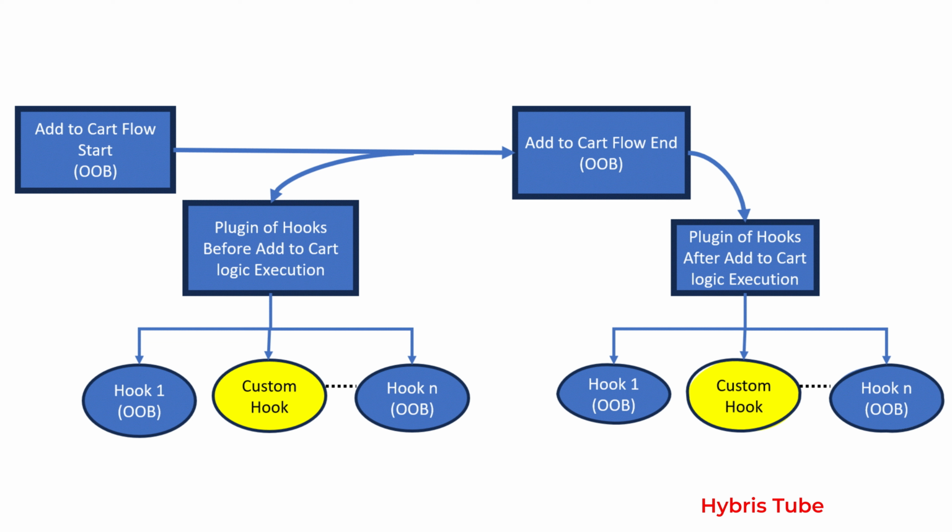Now my requirement is, even during the before add to cart, when multiple out of box hooks are being called, I will create a new hook, right? And I will be plugging that in, or integrating my newly created hook along with the other hooks, so that before adding the item into the cart, along with the other hooks, my hook will also start getting called.